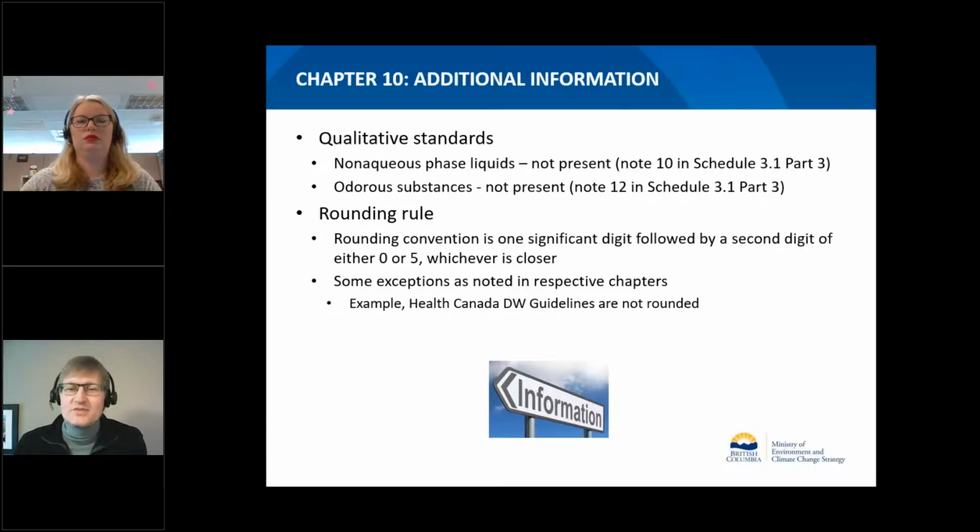There are some exceptions to the rule noted in various chapters in the protocol. For example, as indicated in Chapter 5, the drinking water, irrigation, and livestock water use standards are not rounded. So this completes our talk on the various chapters in the protocol. We'll move on next to highlight some of the recent changes to the protocol. Next slide, Cindy.